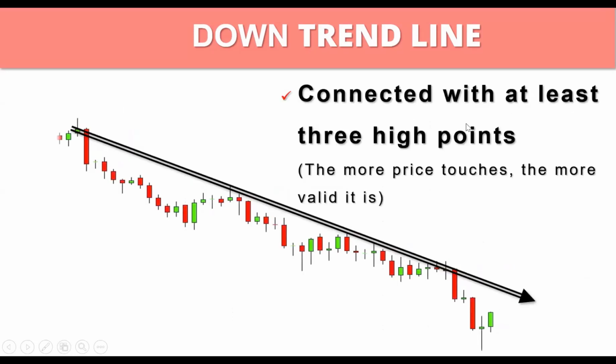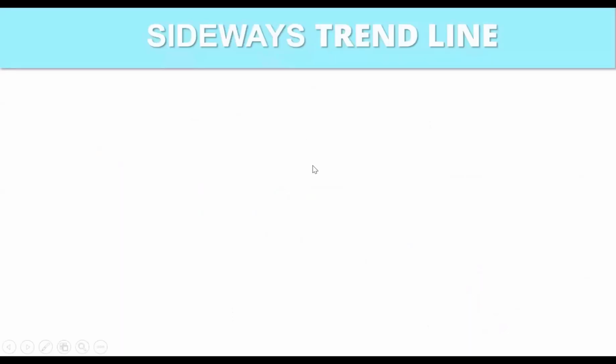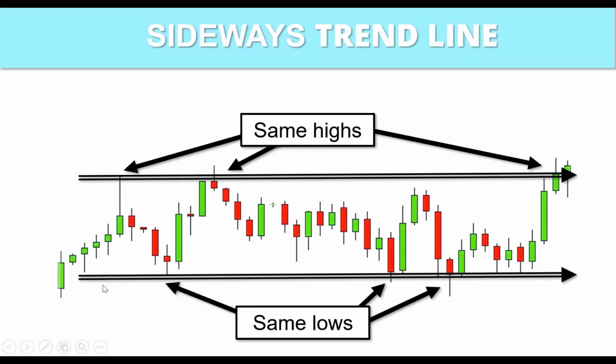And then it's connected with at least 3 high points. The more price touches, the more valid it is. Then we have a sideways trend line. The most important thing is that there are the same level of low prices and the same level of highs horizontally.